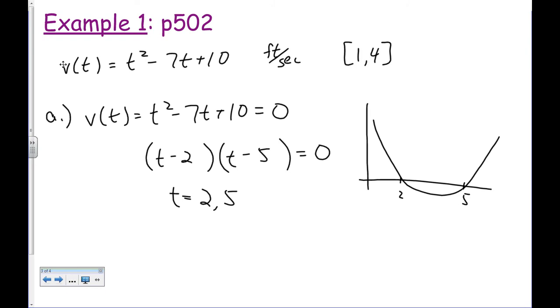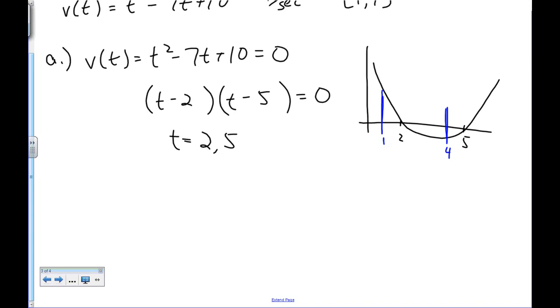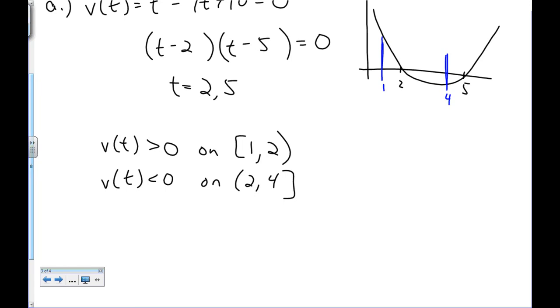However, remember, they only want us to consider the interval from 1, let's say this is 1, to about right here would be 4. So I only have to worry about the interval from 1 to 4. That means the velocity function starts out positive from 1 to 2, and then it's negative from 2 to 4. So let's write that down: v of t is greater than 0 on the interval from 1 to 2, not including 2 because at 2 we're equal to 0, not greater than 0. And v of t is less than 0 on the interval from 2 to 4, again not including 2 because at 2 we were equal to 0. All right, so that's part A.